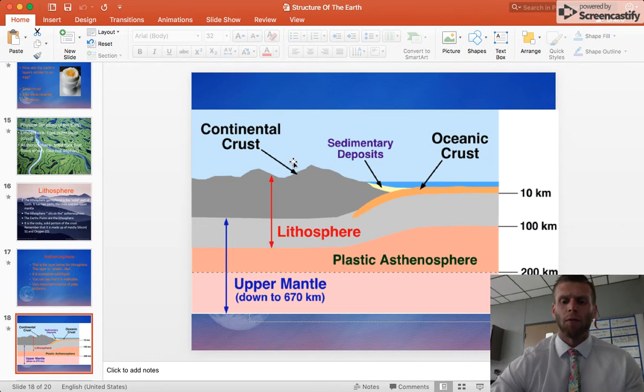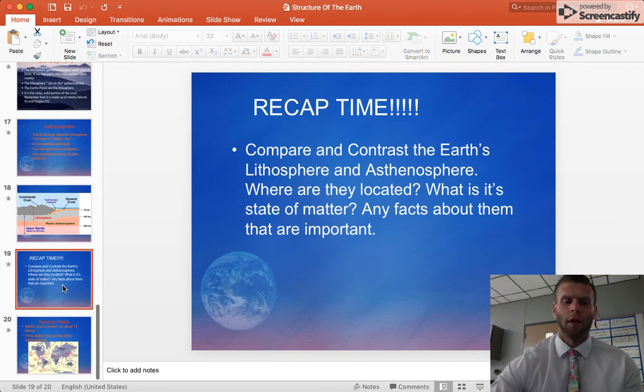So let's take a peek at what that looks like. You have the lithosphere in red here with the arrow. And then you have that plastic asthenosphere, which is here. You can see that they're both inside. The lithosphere is in the crust, and the asthenosphere sits on the border of that crust and that upper mantle there. And those plates of the lithosphere slide on that plastic asthenosphere.